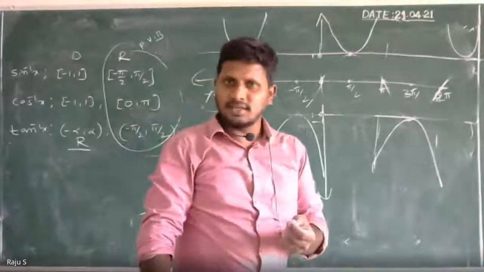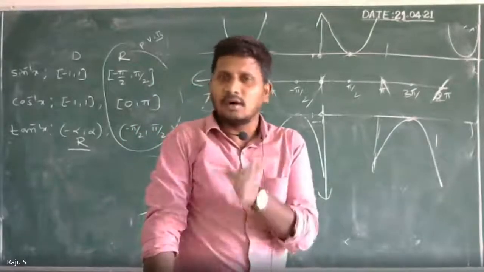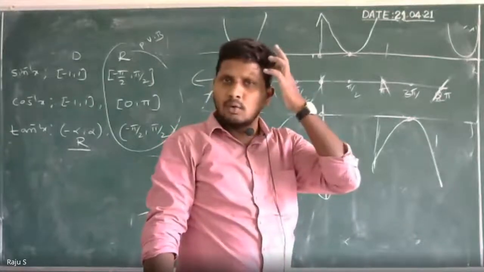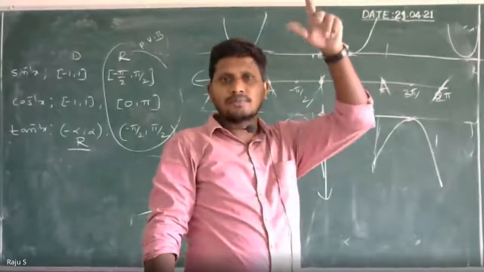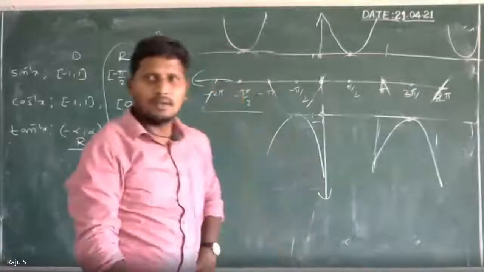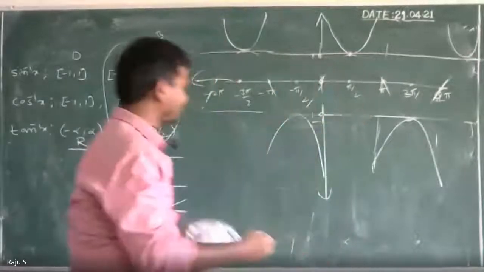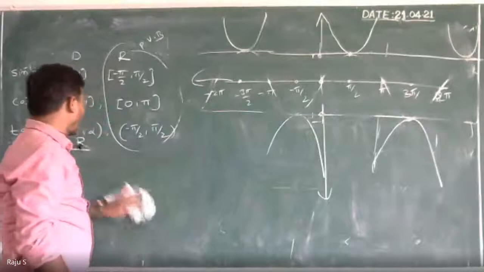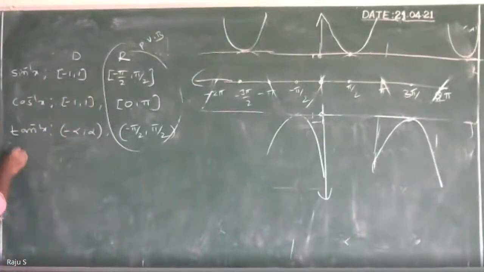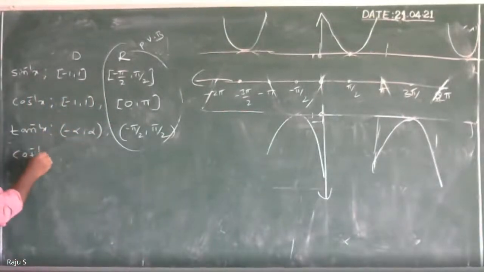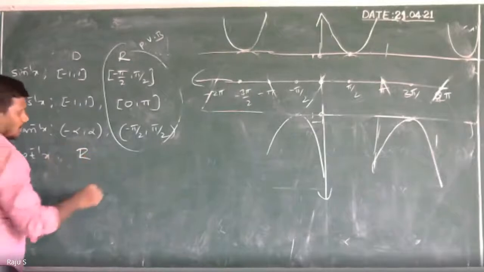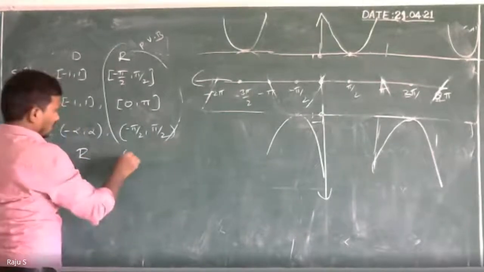In the same way for secant x, first you draw the graph of cos x. Then on each loop you draw the loop upside or downside, like that. Okay, and I'm going to write the principal value branch of cot inverse and the others. Cot inverse x: domain is the real numbers, and the range is 0 to pi.